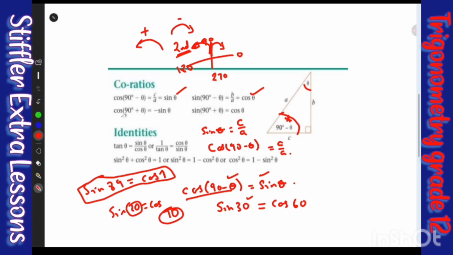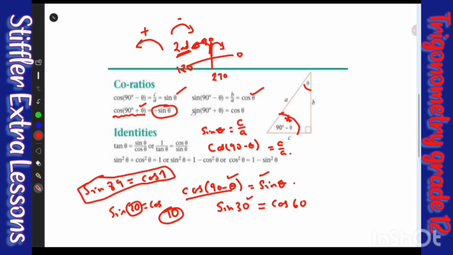So what happens now? If we have cos of 90 plus theta, when it is cos like that, we know that it is falling in the second quadrant and cos is negative. So when cos is negative, this will cause the sine of that angle to be negative as well, irrespective of the fact that sine is positive in the second quadrant. We know that cos is negative. So cos of 90 plus theta gives us negative sine of theta.